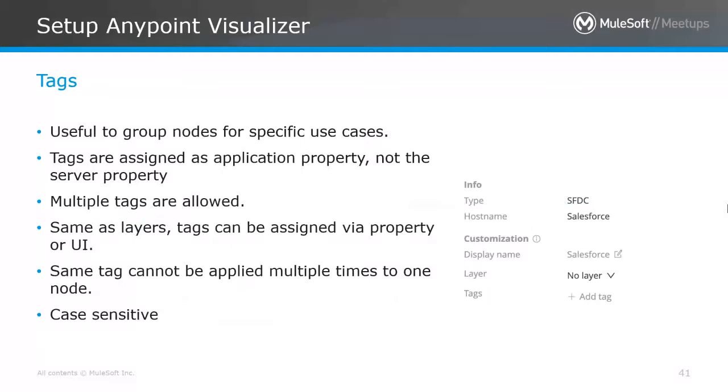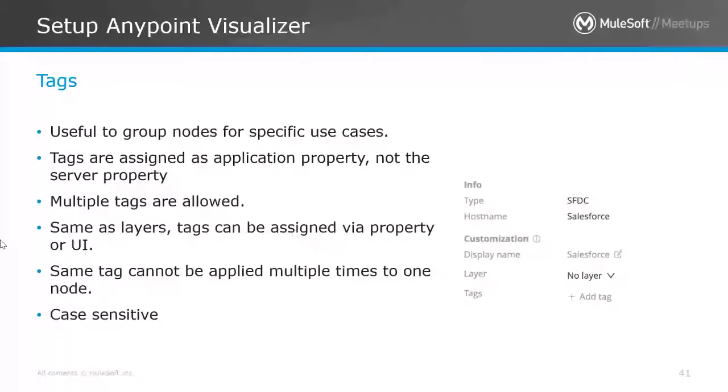Multiple tags are allowed. You can have n number of tags for one application. So whenever you filter out any particular tag, if that application has that tag, you will see it in your visualizer. Same as layers, tags can be assigned via property or UI. The same tag cannot be applied multiple times to one node, meaning you cannot add the same tag again and again for one application. And tags are case sensitive, meaning you need to keep small letters and capital letters in mind.